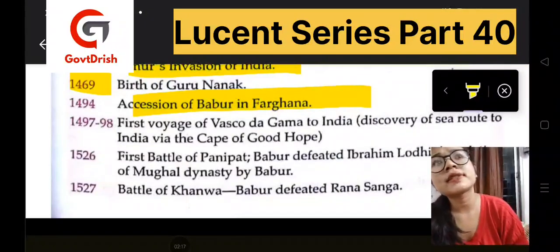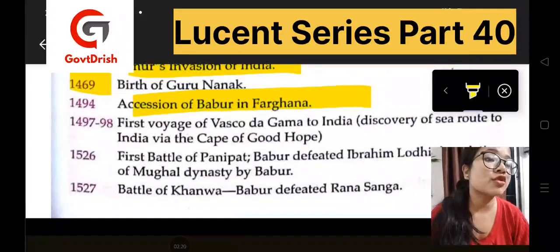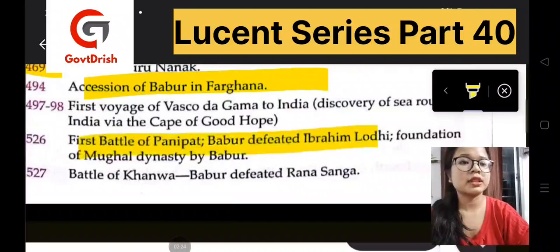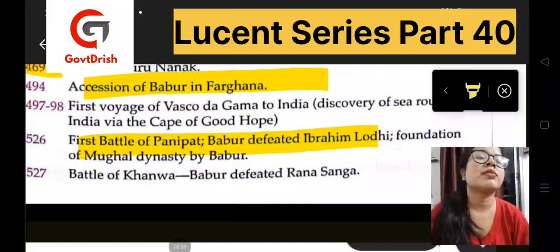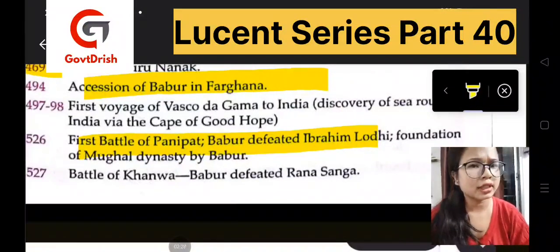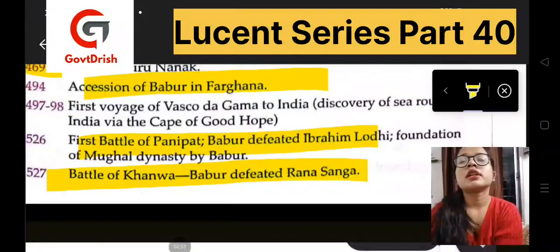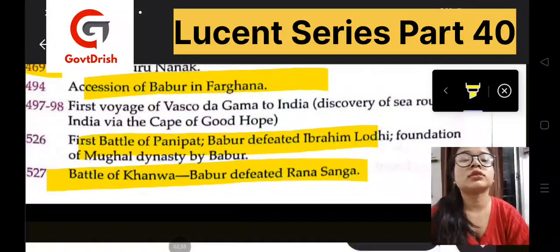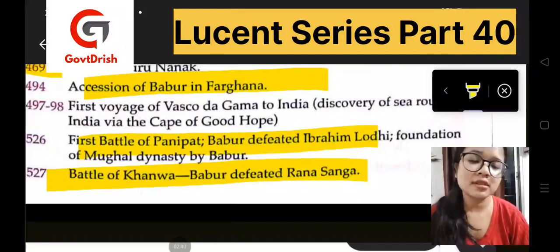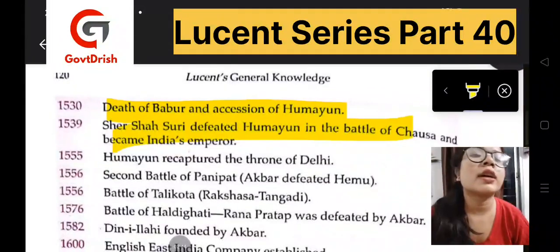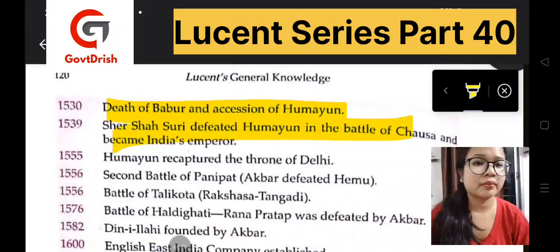So you can see this was the time period when the actual history of India began. Then we have the first battle of Panipat, where Babur had defeated Ibrahim Lodi. So this was also an important date. Then all the battle names, then all the important birth dates of important political leaders or any political events are important. Death of Babur, then when Humayun was defeated by Sher Shah Suri, in which battle?